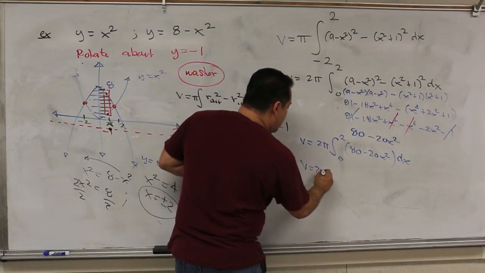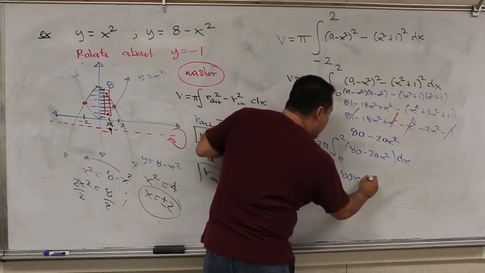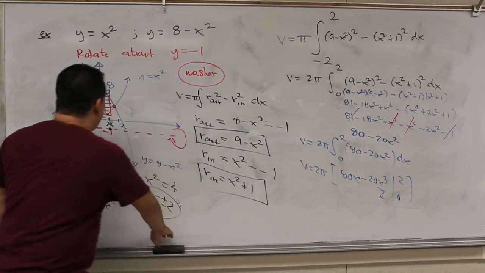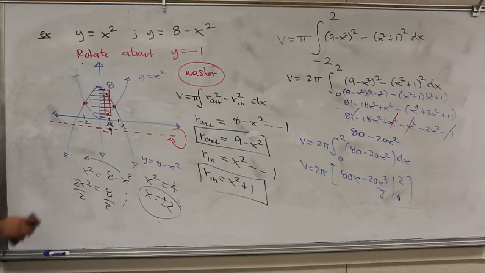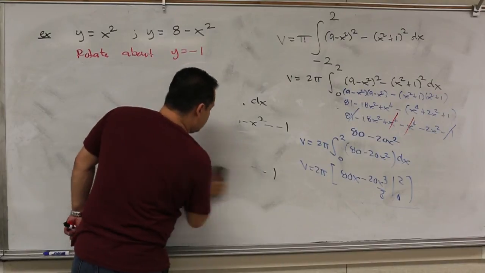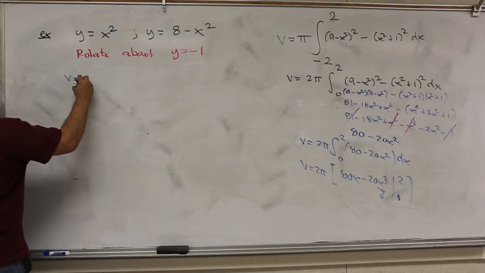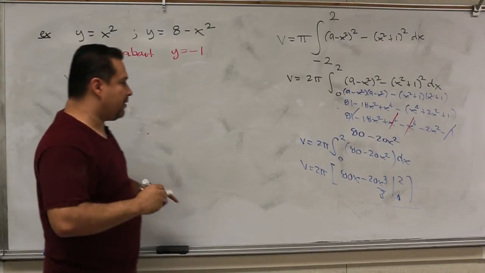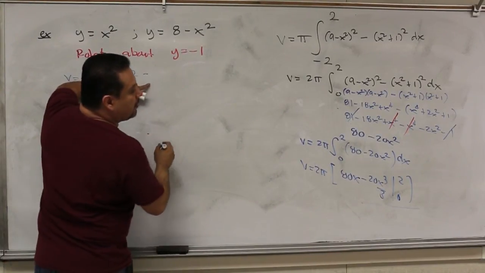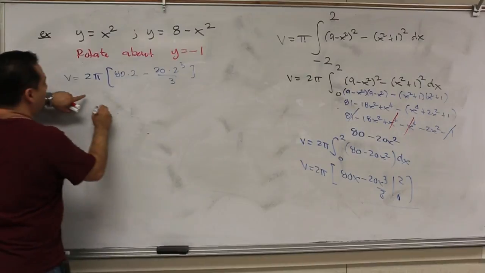And so, you integrate this. Isn't this 80x minus 20x cubed over 3 from 0 to 2? You guys okay with that? So I'm going to erase this here. Okay. So my volume will be 2 pi. Let's see if we don't mess up the arithmetic, right? 80 times 2 minus 20 times 2 cubed over 3.